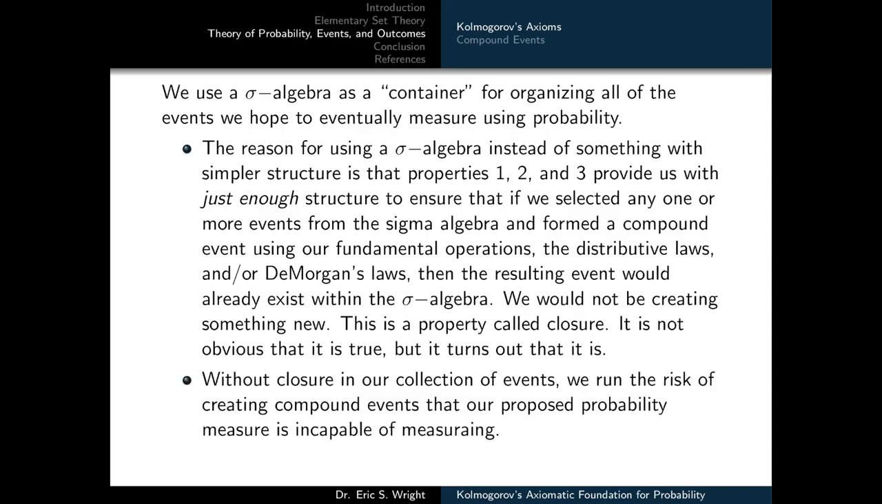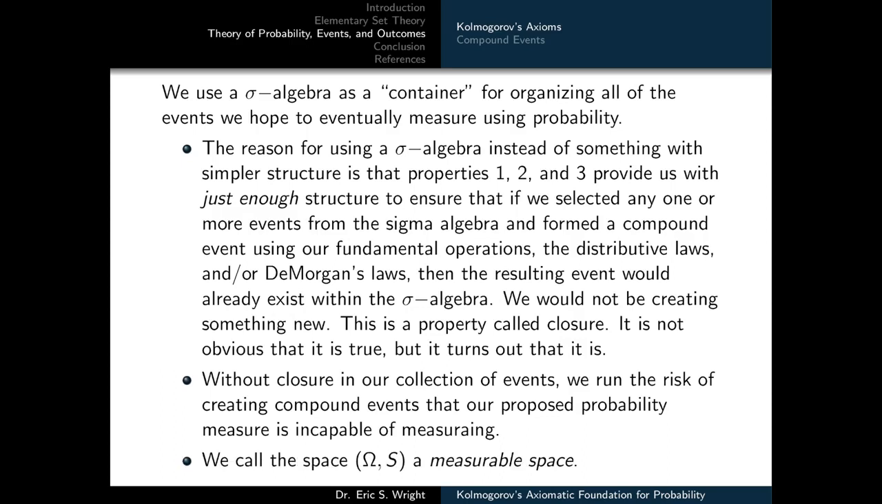If we didn't insist upon having closure in our collection of events, then we'd run the risk of creating compound events that our proposed probability measure would be incapable of measuring. Because that's the thing, we have to be able to define what our probability measure is and how it works in advance. And so if we designed it without truly knowing what all of the events are that we might want to compute the probability of, and we come along and create a new event by forming some compound event of our elementary events, then there is that risk that our probability measure would be incapable of assigning a probability to it. And that would cause the whole system to break.